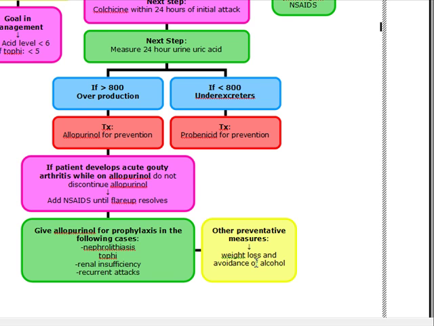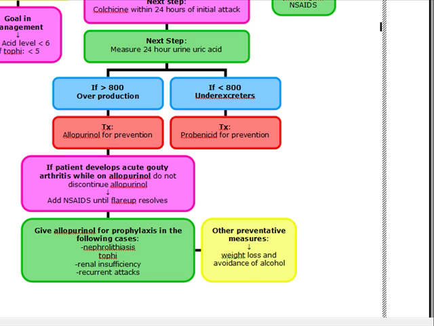And if the patient is excreting less than 800 milligrams per day, they're known as under-excretors. And for these patients, we want to give probenecid for prevention.